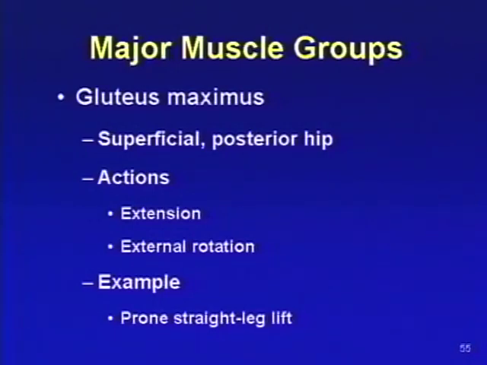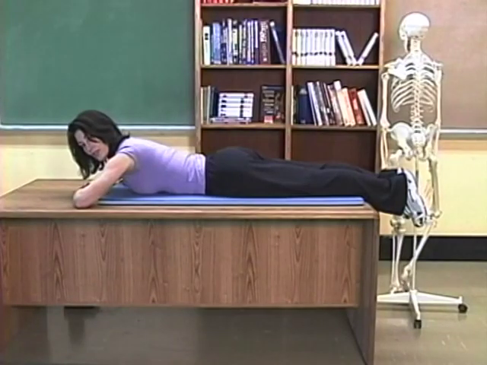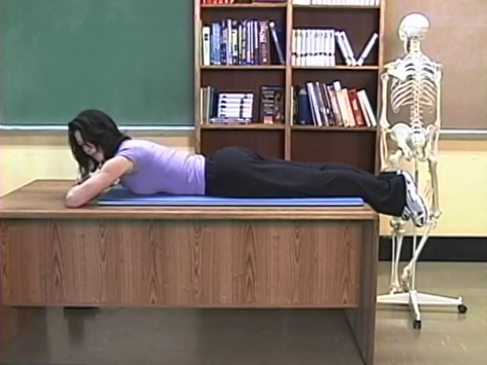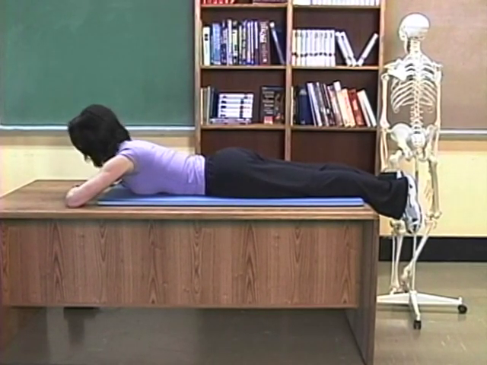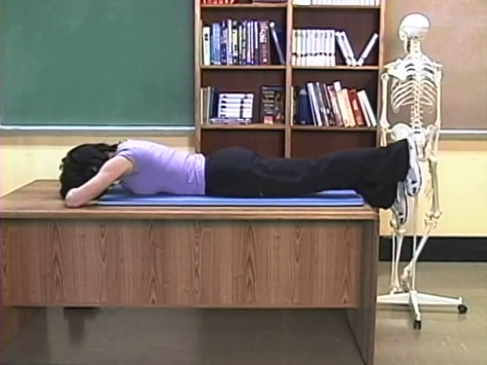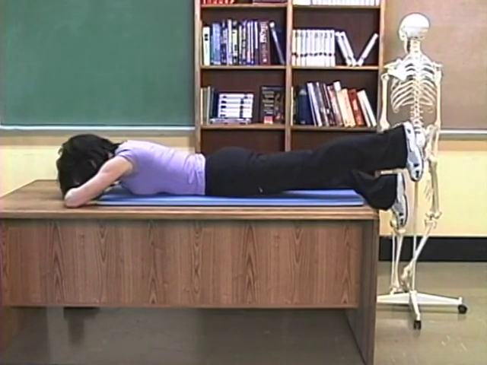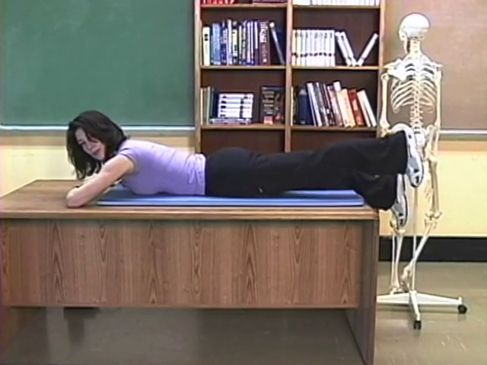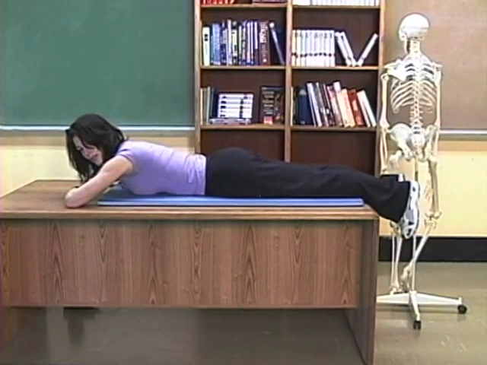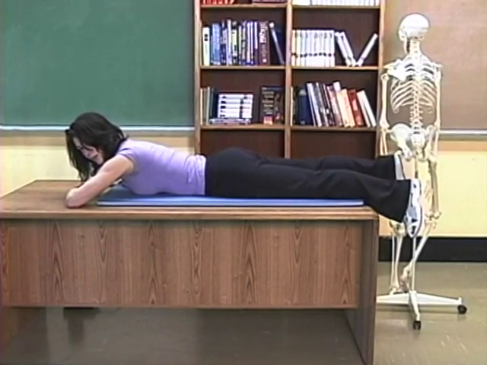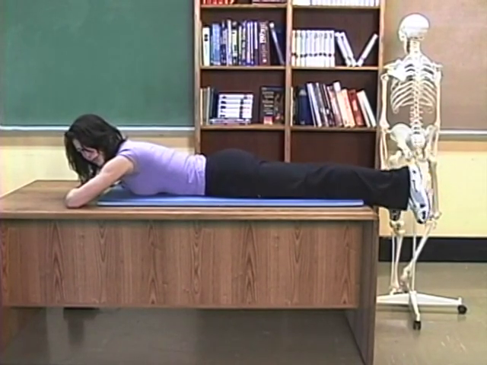An exercise example that works the gluteus maximus is the prone straight leg lift. So to perform this exercise, you're lying prone and your head is resting on the back of your hands to keep the neck in neutral alignment. Then you're simply going to lift the leg, keeping it straight, engaging the gluteus maximus to perform this activity. You may also call into play the external rotation of the gluteus maximus if you just open the leg a little bit wider and lift in this position as well.